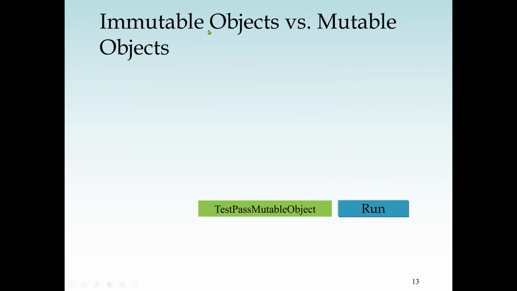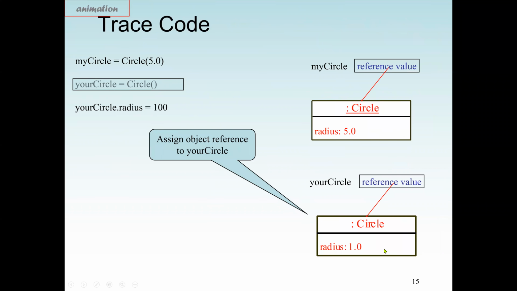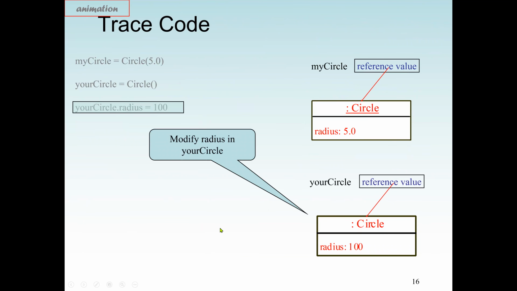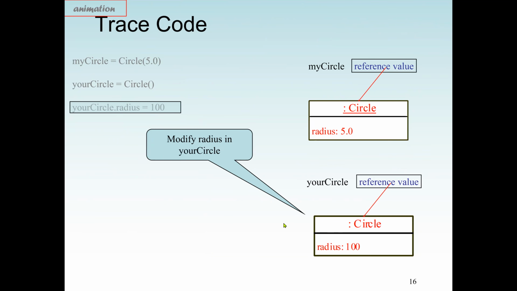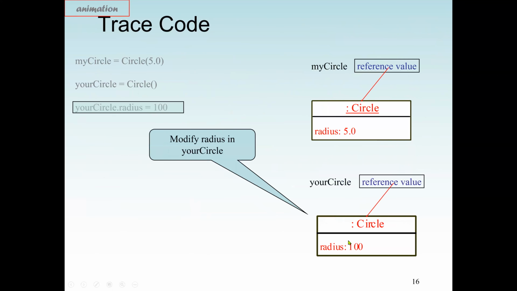So we have what we call the mutable object versus immutable object. And this is the trace of it. So for example, here we create the circle. The size is 5.0. So the second circle is 1.0. Then the third circle is 100. And we create the reference also.